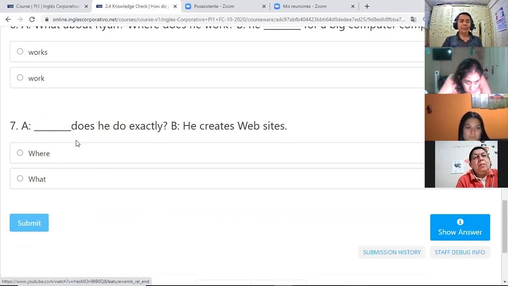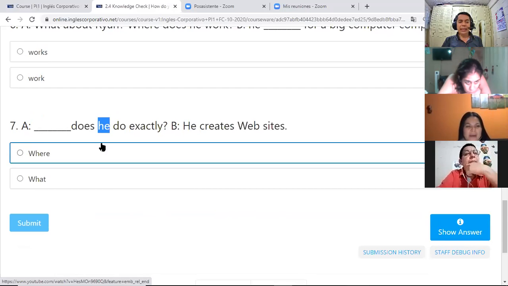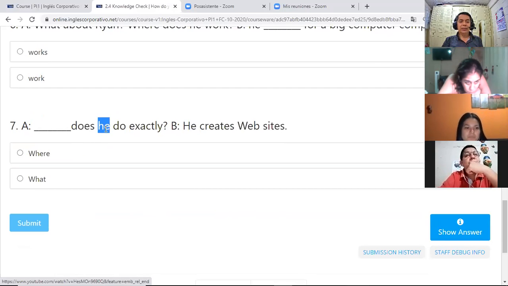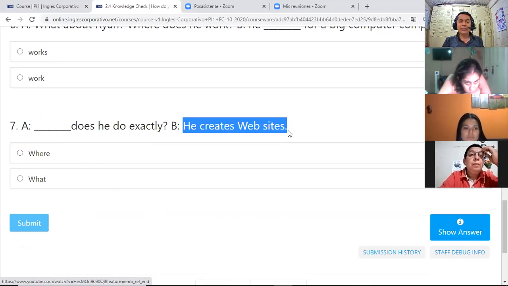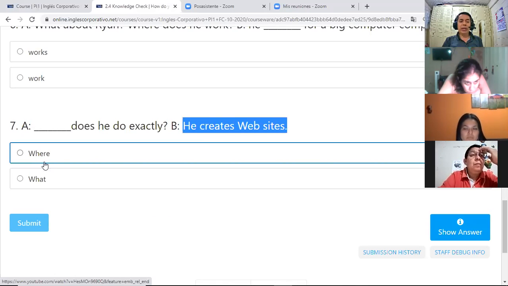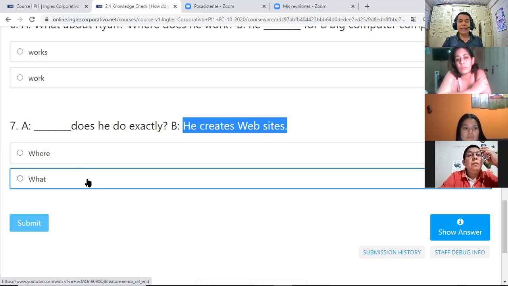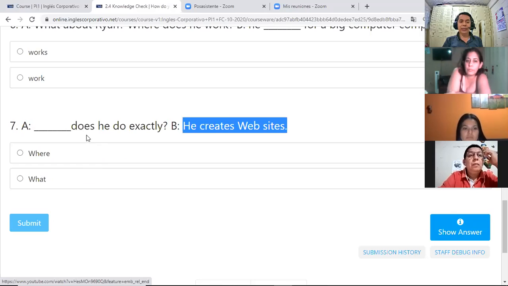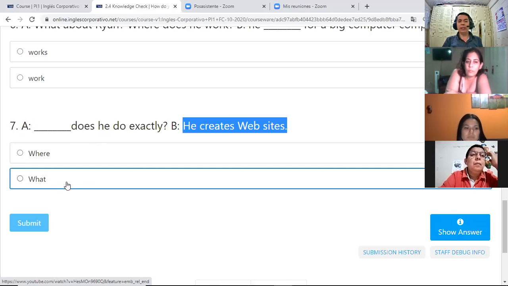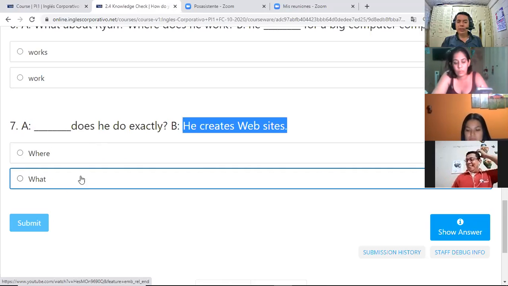And finally, he, look. What do you use in he? Ah, no, sorry, that's not the question. No, esa no es la pregunta, perdón. Creates websites. Crear sitio web, right? So I'm talking about where or I'm talking about what? Estoy preguntando dónde o estoy preguntando qué hace él. Okay, de acuerdo a esto vamos a decir where or what. Okay. Any extra question, class?